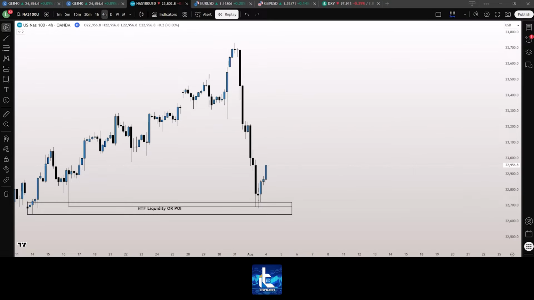This model, the market maker buy model, is one of the key ICT models, which the author himself calls his favorite. It shows how a market maker doesn't just withdraw liquidity, but builds a structure through it, with momentum, a return, and delivery of the price at a premium.